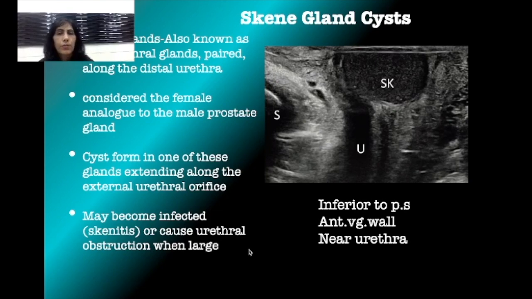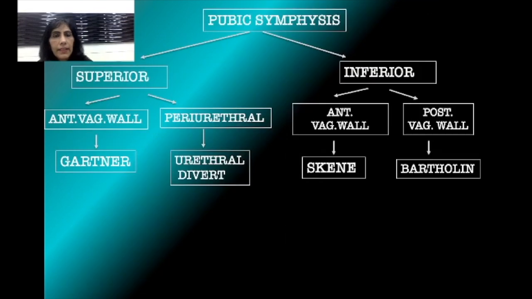Fine. So this is how you can differentiate all the four cystic lesions, which are the common ones that you come across when you are looking for vaginal cysts. And this is again summarizing the whole thing. If I see a cystic lesion in the vaginal area, I can just locate it in relation to the pubic symphysis. If it is superior to the pubic symphysis, then I look whether it is in the anterior vaginal wall or it is periurethral and communicating with the urethra. Communication may sometimes not be seen, but try doing a TVS. You will be able to see it many times.